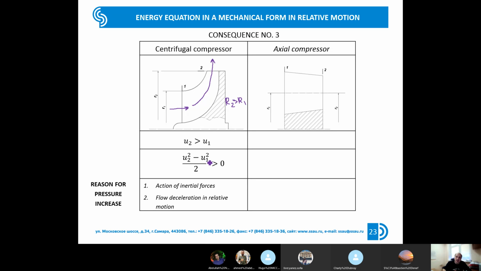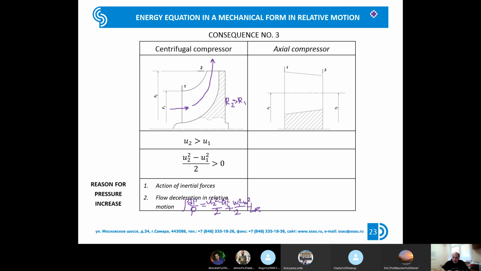So, finally, we could say that the energy equation in mechanical form in relative motion, written for the centrifugal compressor, will look like this: dP divided by rho equal to... So this is the shape of the energy equation in mechanical form in relative motion for the centrifugal compressor, but we are discussing the common shape of this equation for a common compressor.